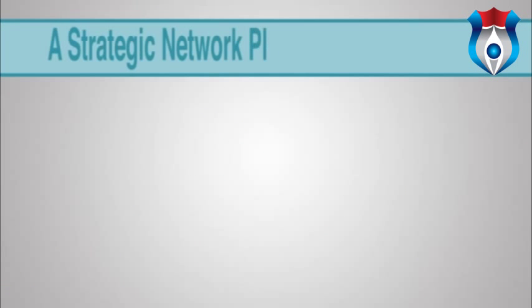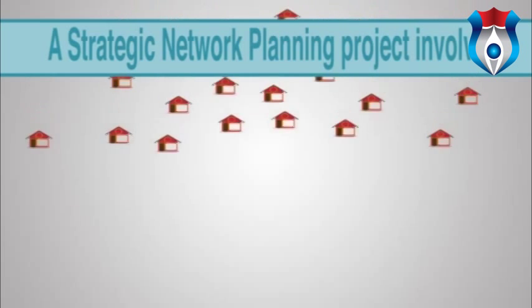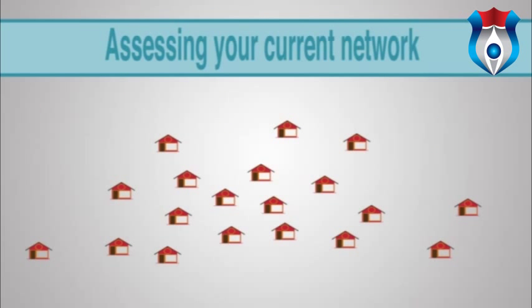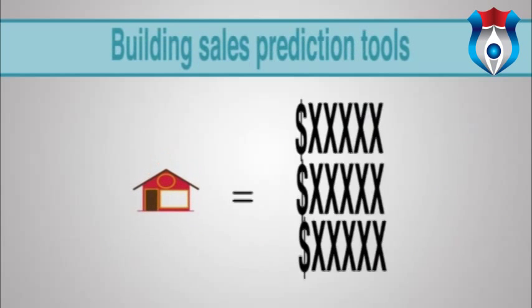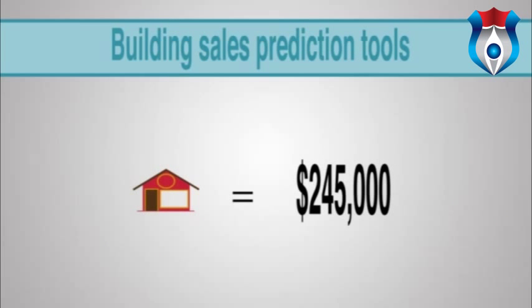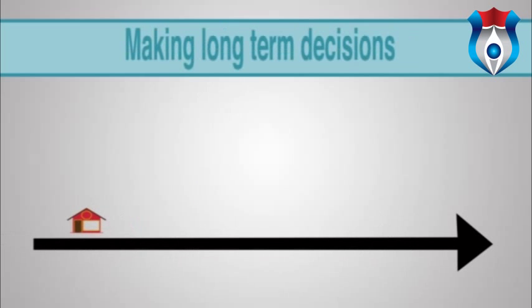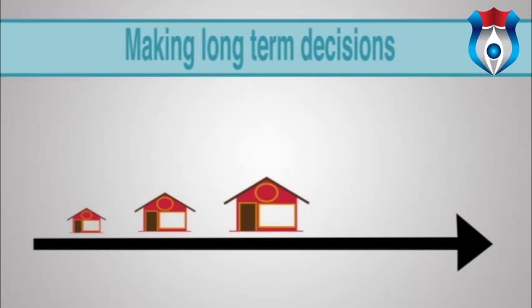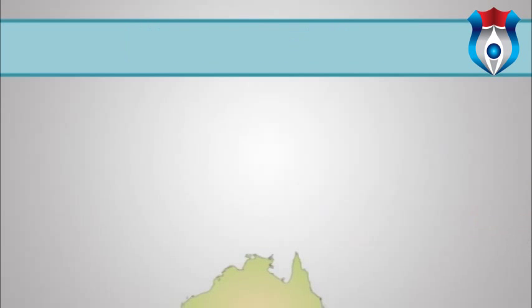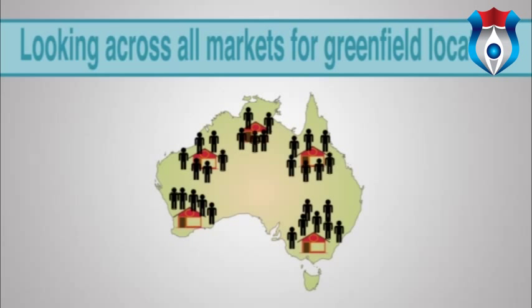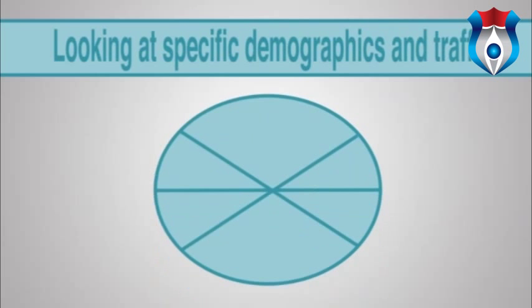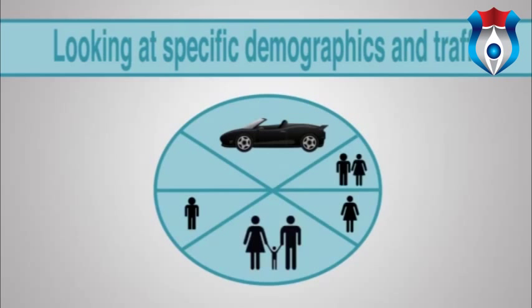A strategic network planning project involves assessing your current network to understand the good sites from the poor sites, building some form of sales prediction tools for the future, making long-term decisions on your existing stores, looking across all markets for future greenfield locations and taking into account future population growth, looking at specific demographics and traffic that is favorable to your sites.